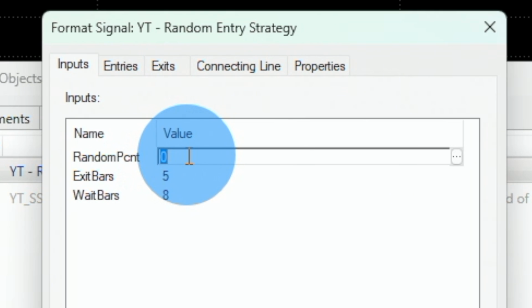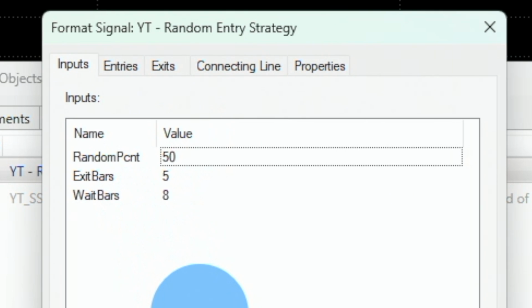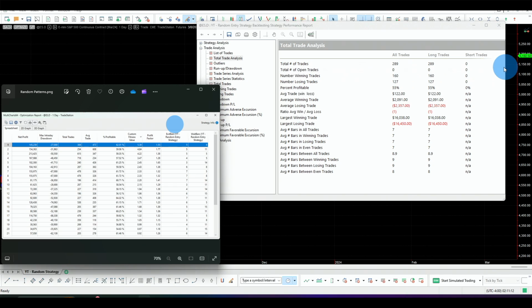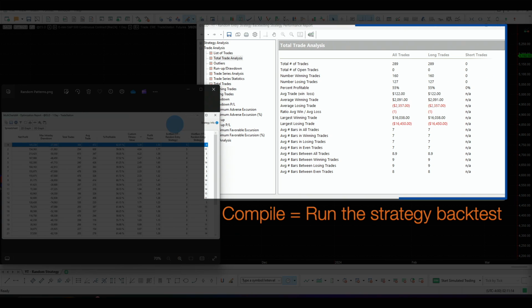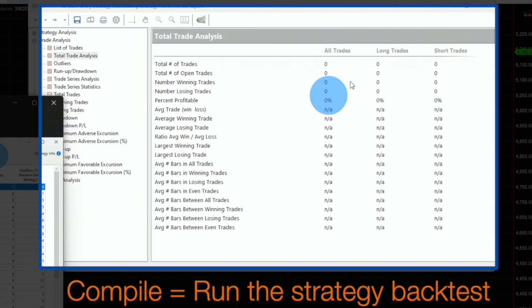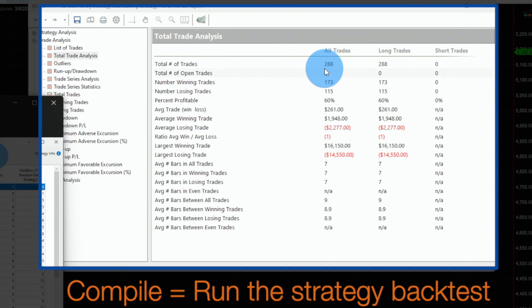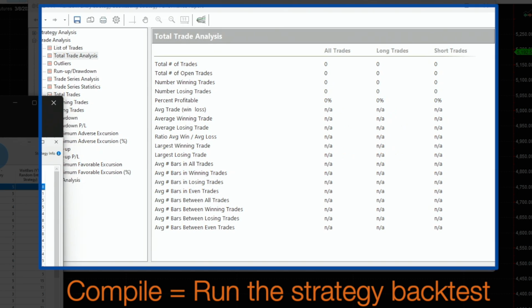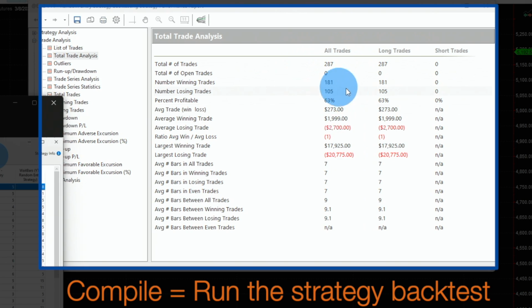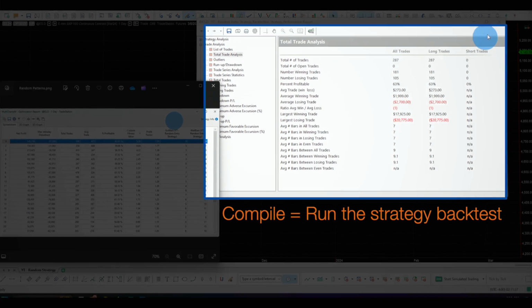So if I put this at 50, that means it's a coin flip, basically 50-50. So you see now, every time I compile my strategy, we will get different results here. So this is 288,261 on average. And if I compile again, 287,328 on average. And again, 287, and so on and so forth. So you see we're having a flip.